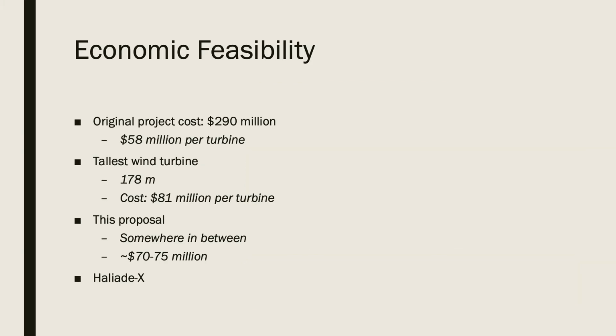The original wind farm cost $290 million total, about $58 million per turbine. By comparison, the current tallest turbine in the world at 178 meters costs $81 million per turbine. Our proposal, therefore, would be somewhere in between. As further validation, GE is already working on an even taller turbine called the Haliade X.